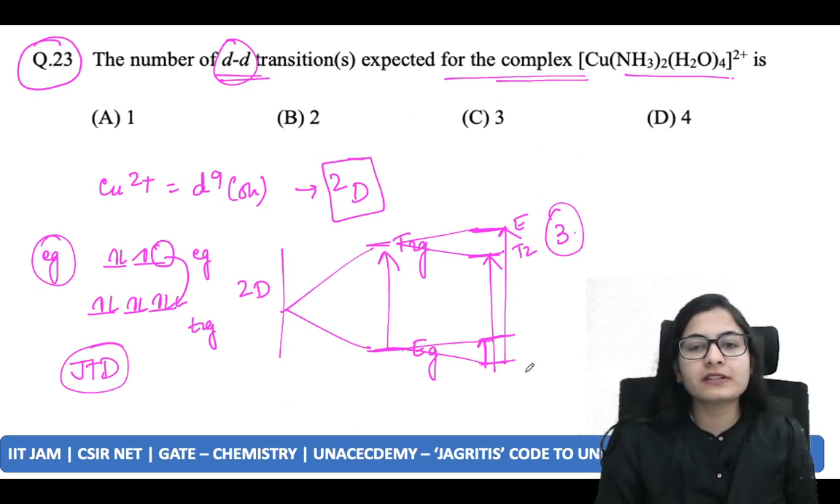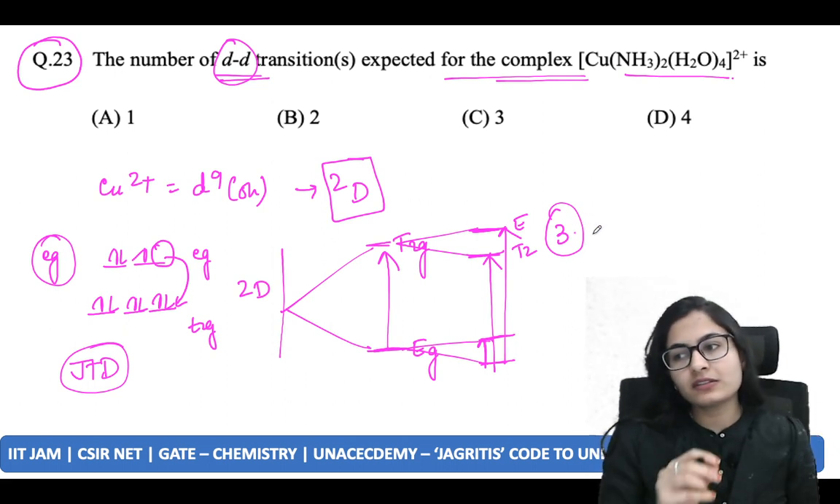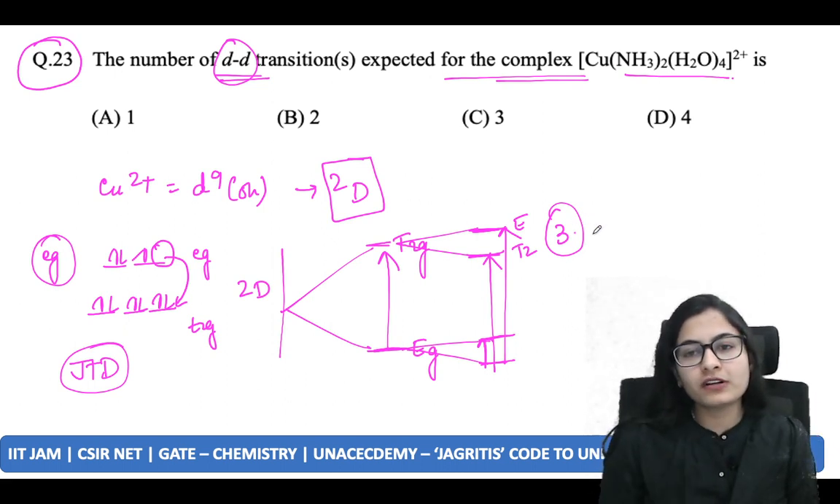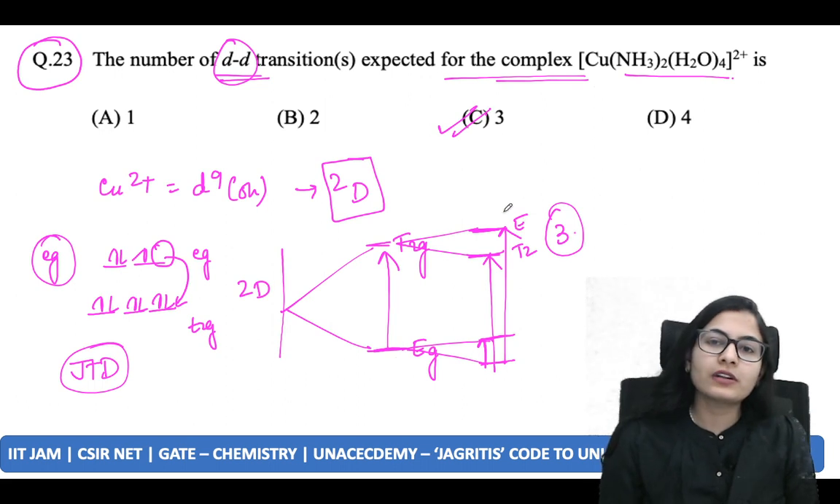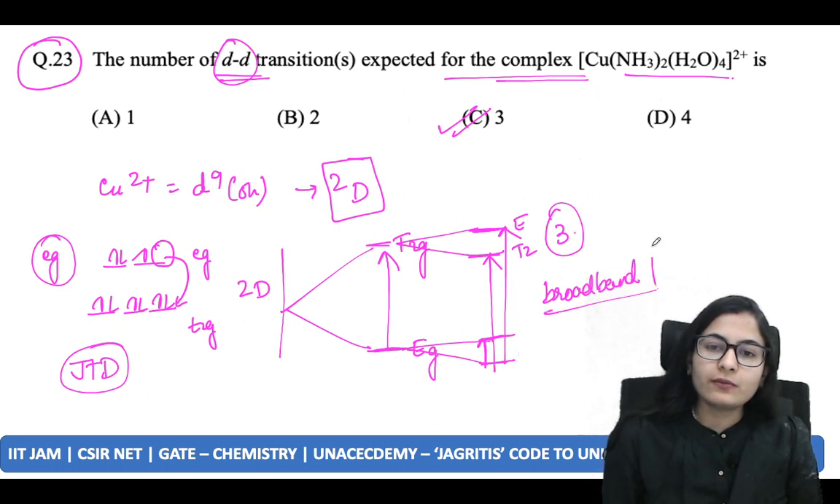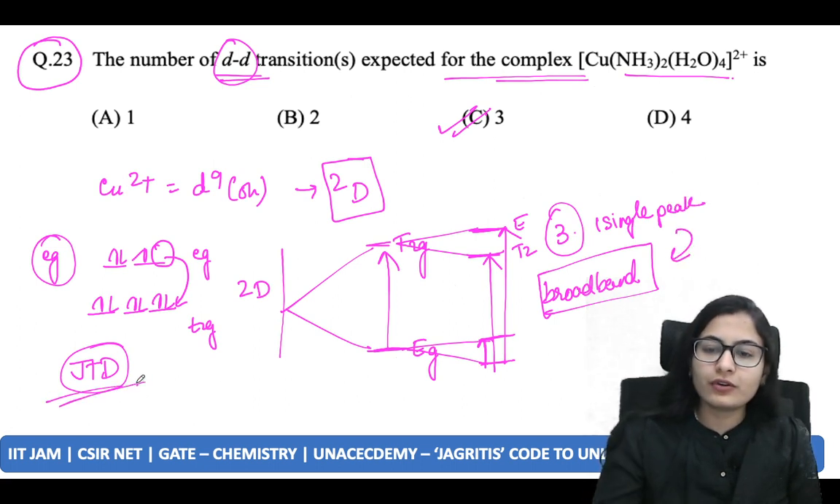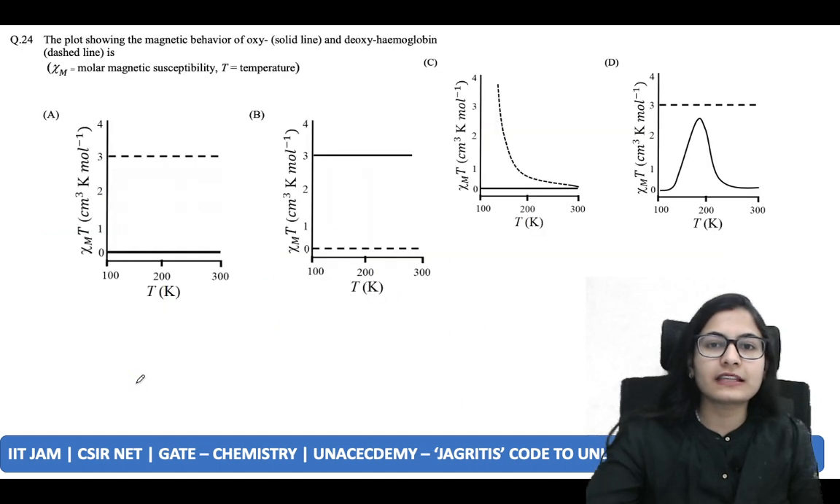So what happens is basically these three transitions are not very nicely observed because these are very small transitions, very little splitting that you are going to see, although the answer is C over here. In the answer key it is C, but what happens is you see a broad band. You see one single peak. You are not getting three peaks differently, you are getting one single broad peak, because of the Jahn-Teller distortion. Alright, so yes, the answer is C.